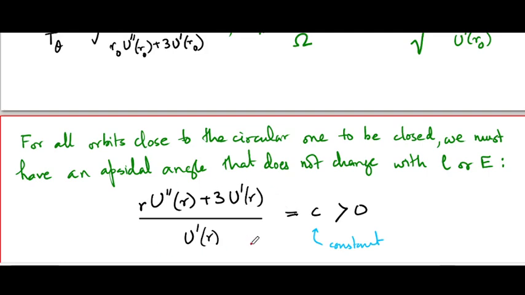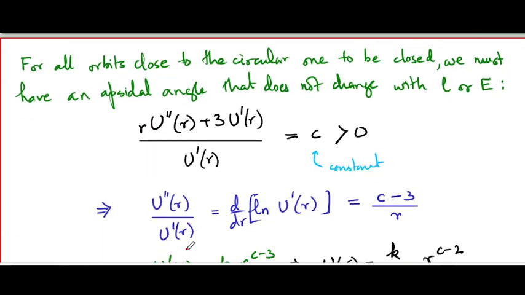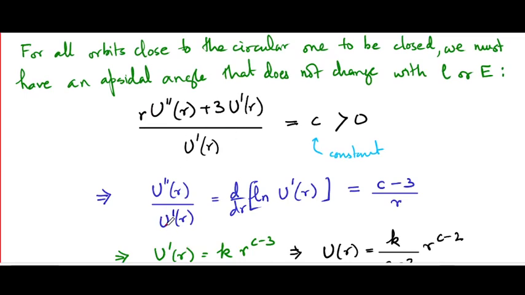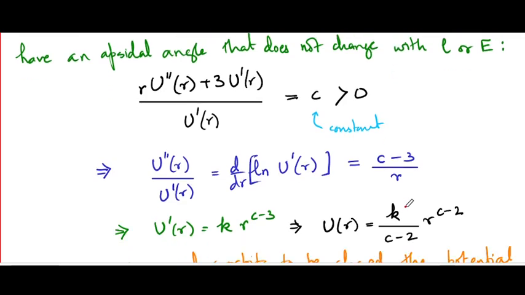Now this, of course, puts an immense restriction on the potential. This simply tells you that u double prime r by u prime r, which is nothing but the derivative of log of u prime r with respect to r, is given by c minus 3 over r, and this is immediately solvable, and you end up with this result. u prime r has to be k times r to the power c minus 3, where k is a constant of integration. And u of r is an integral of this, and you end up with k by c minus 2 r to the c minus 2.